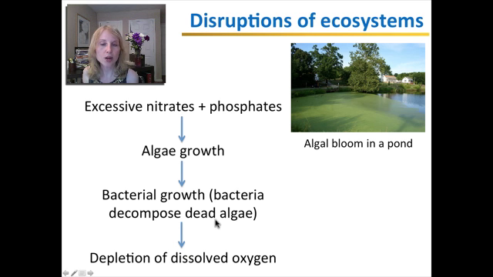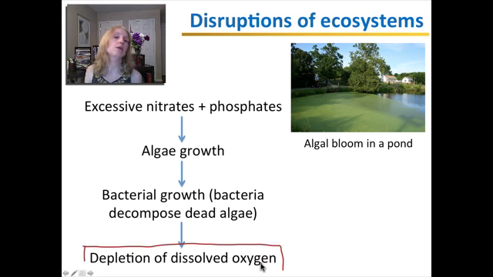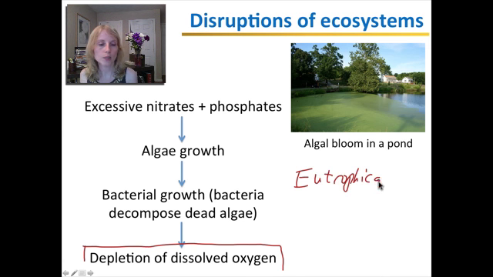As the bacteria are decomposing the dead algae, they are using dissolved oxygen in the process because they're basically doing cellular respiration, which uses oxygen. So this is the negative consequence, the depletion of oxygen. And when there's too little oxygen, that can cause other aquatic organisms such as fish to die. And this whole process of how excessive nitrates and phosphates can lead to depletion of oxygen is referred to as eutrophication. So a body of water that is undergoing eutrophication has excessive nutrients leading to the depletion of oxygen.